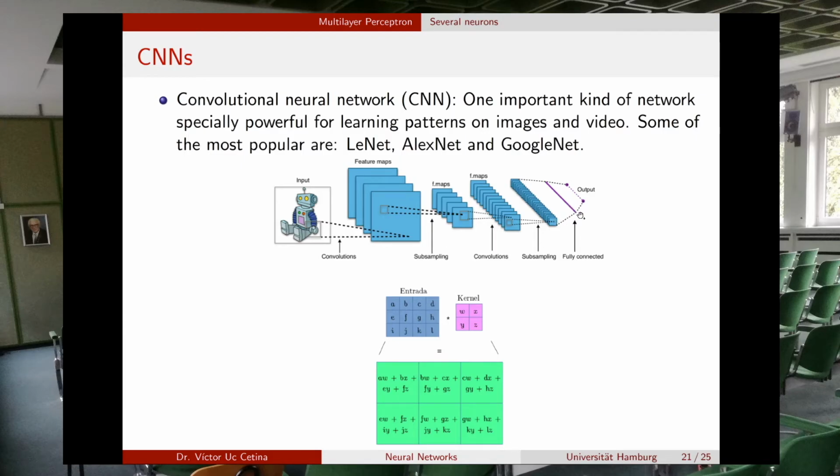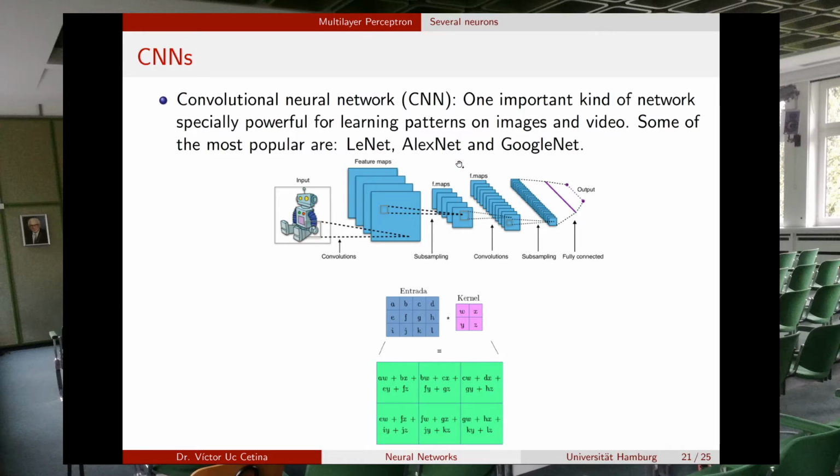In the end, usually the last layer is a fully connected layer, meaning a typical layer of neurons, like in the simple multi-layer perceptron. There have been many of these convolutional network models proposed.